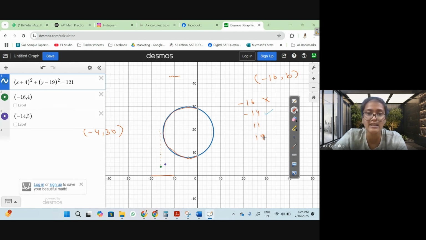Now 11 and 19, they're positive, so they will lie on this part of the circle. But if you see, 11 is here, so definitely it cannot be on the circle. 19 is here, it cannot be on the circle. So -14 is correct.